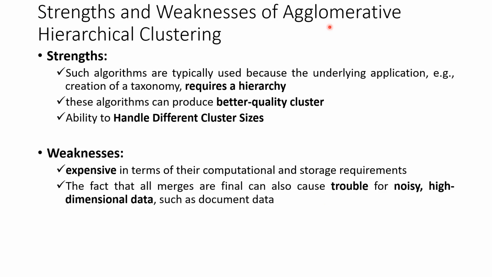What are the strengths and weaknesses? The strength is that this requires a hierarchy, and wherever an application wants a taxonomy to be created, this algorithm works better. It also produces better quality clusters and is able to handle clusters of different sizes. The major weakness is that it is expensive in terms of computation and storage, and all mergers are final. Noisy and high dimensional data and document data cause trouble in the clustering.